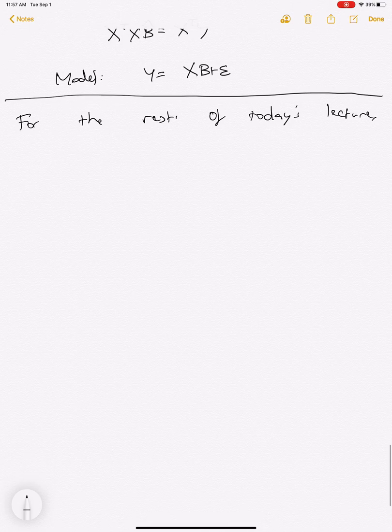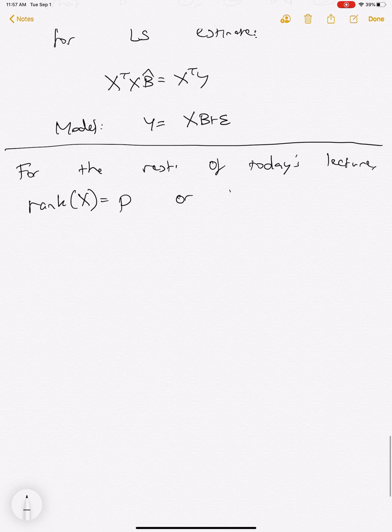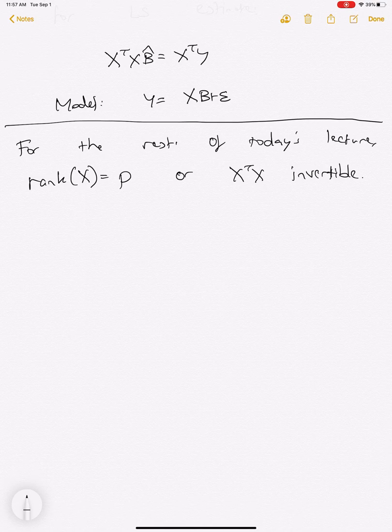For the rest of today's lecture, we're going to assume that rank X equals p, or X transpose X is invertible. And what this means is that the least squares solution is unique. So there's exactly one least squares solution. So this is something that we're going to assume.